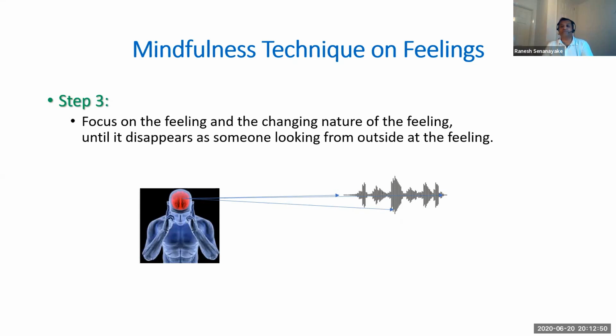I'll basically guide you through that, but those are the techniques. So I want you to just understand this third step. Third step is most important. So when you focus on the feeling, you keep focusing on it and experience the changing nature of the feeling until it disappears. It's like you're looking at it from a third person's point of view, as someone else looking at the feeling that you're experiencing. So hopefully you understand that, but we will go into an exercise now.